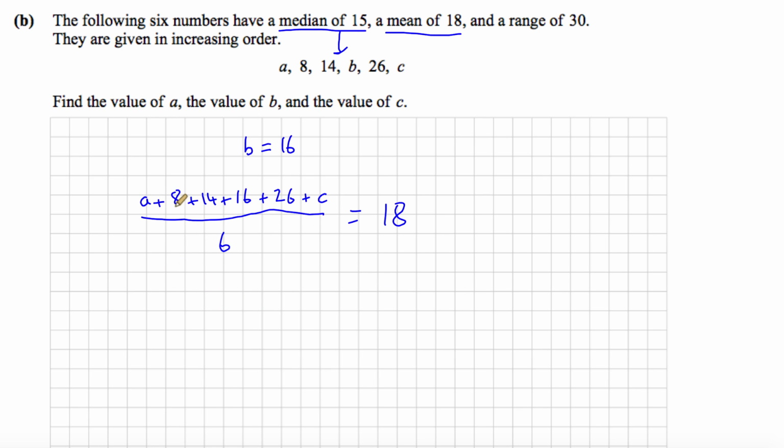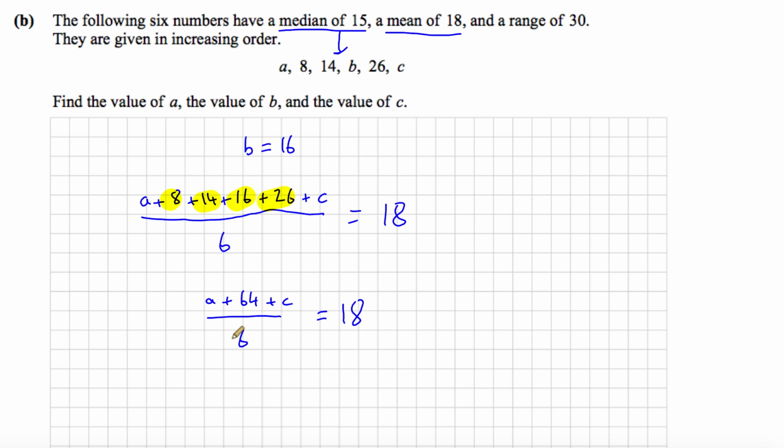So we're just going to tidy it up a bit. On top here we can put the 8, the 14, the 16 and the 26 together. When we add them we get, that's 30 and 56 and 8 is 64. So on top there we're going to have A plus 64 plus C. And that's all over 6 equal to 18 still.